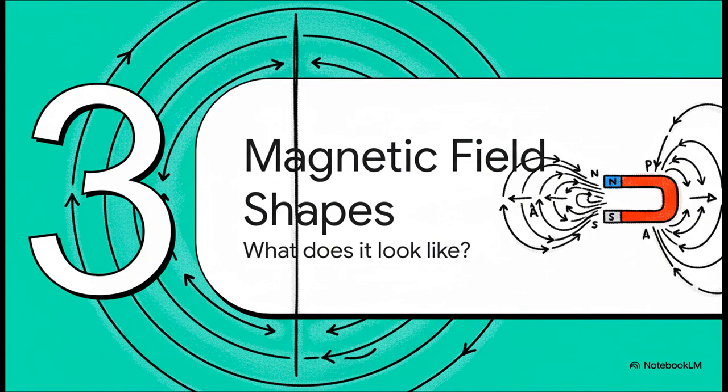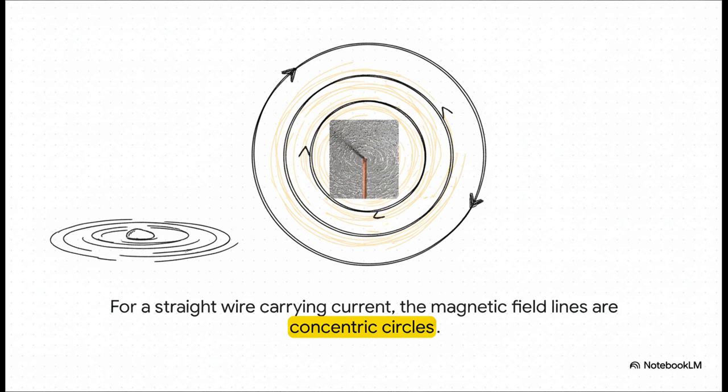So okay, if current can create a magnetic field, what does that field look like? Is it the same as a bar magnet's? Let's find out. Would you look at that? For a simple straight wire carrying current, the magnetic field is made of perfect circles, one inside the other. It's kind of like the ripples you see when you drop a pebble in a pond, right? But here, these are invisible ripples of magnetic force.